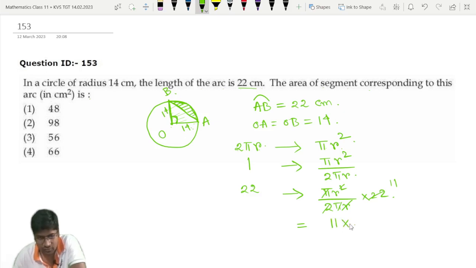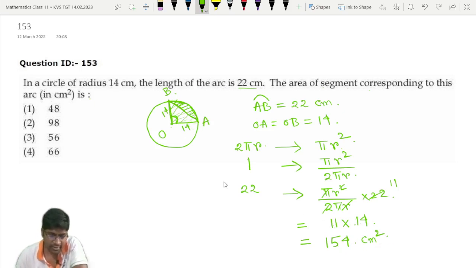So r is what? It is given r is 14. So this will become 11 4 44, 11 1 11, and 4 means 15. So 154 centimeter square. This is the area of this sector. Sector means total area. This total area we have got, that is equal to 154 centimeter square.